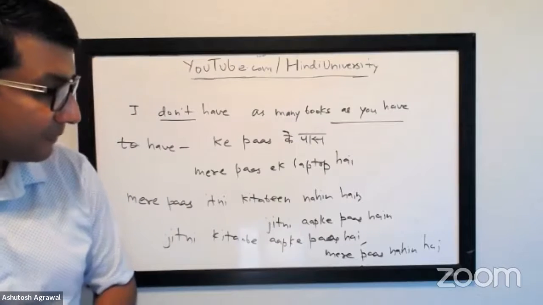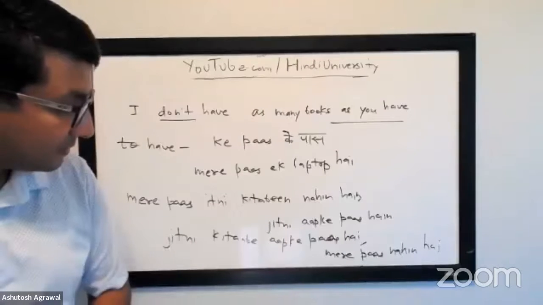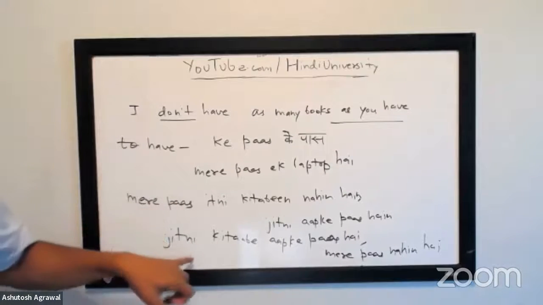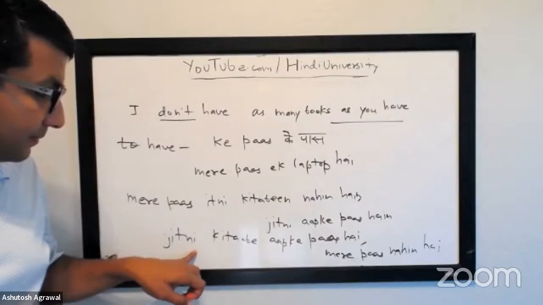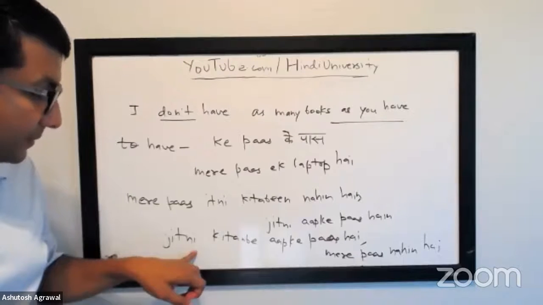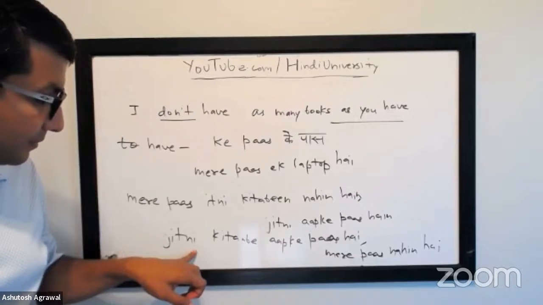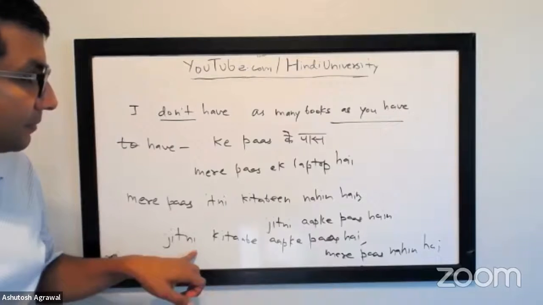Ashutosh ji, I have a question. Yes. Actually, the second one is easier, as you said. I formed a sentence. It looks like wrong only. Just wanted to know why it is wrong. आपके पास उतना किताबें है जितना किताबें मेरे पास नहीं है.